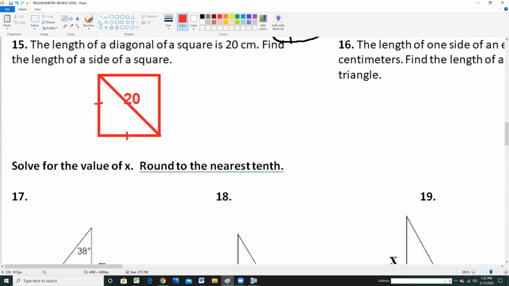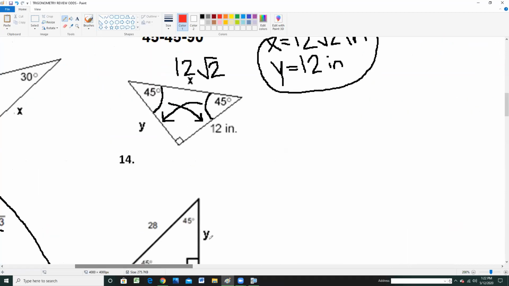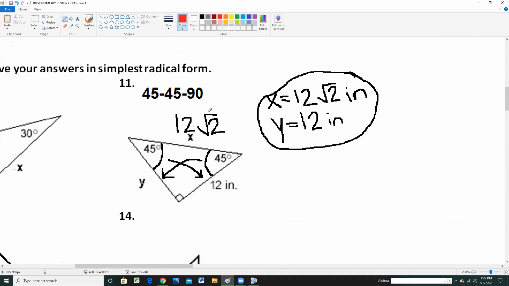We know that a square has two matching sides on each corner here. Obviously, a square has 4 equal sides, so we know that these two match. So we have two options. We could either call these x and then solve with the Pythagorean theorem, or we could use the reverse of our 45, 45, 90 trick from before. Okay, so you have two different options. It's really up to you.